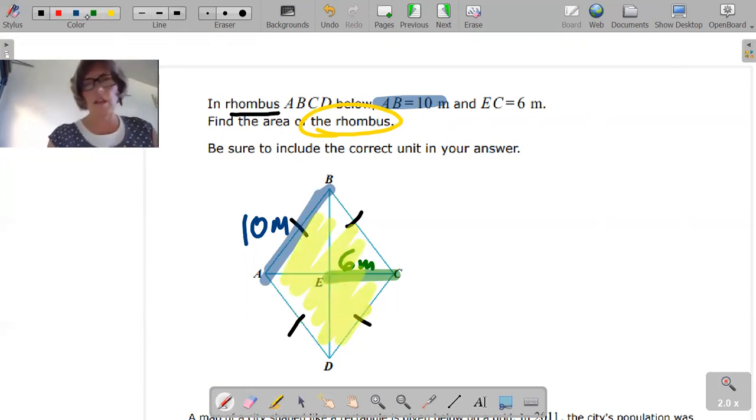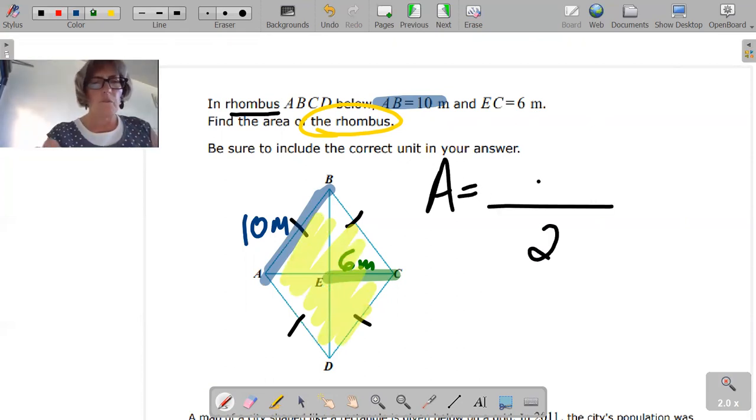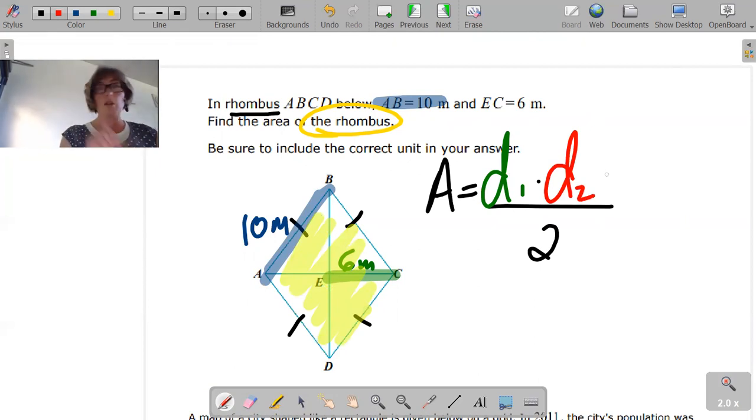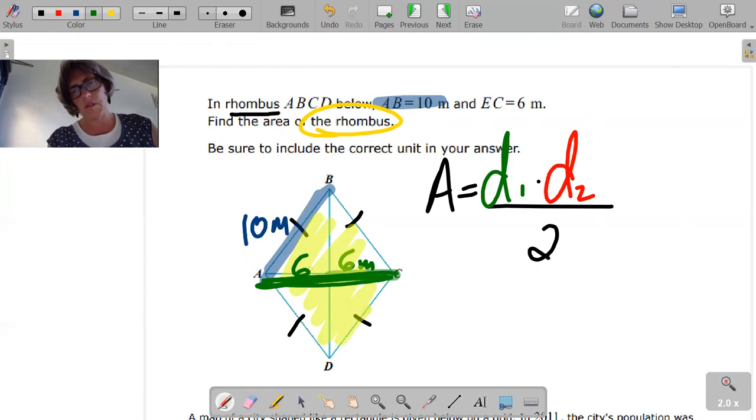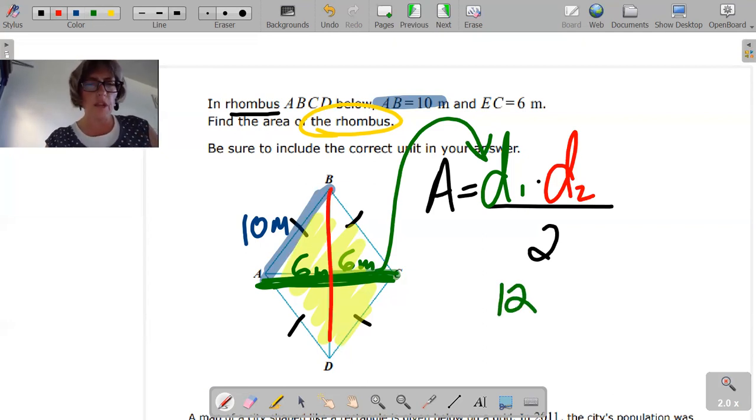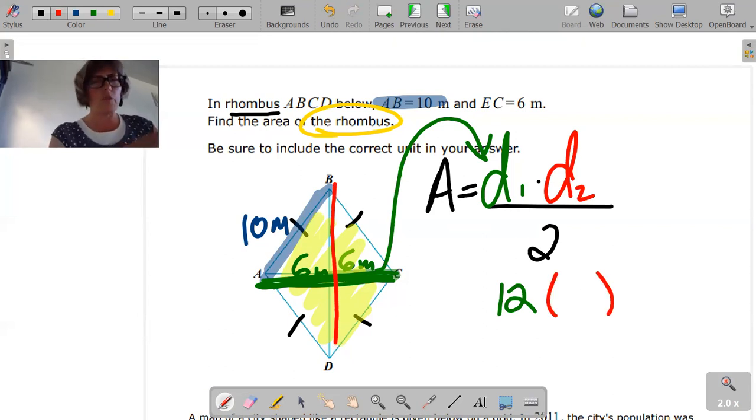A rhombus area, you write your equation out, is one diagonal times the other diagonal over 2. Let's trace those. One diagonal is going to be, of course, in this case, 12. If you trace it, that's 12, times your other diagonal, which at the moment we don't have, over 2. So obviously we need to do a little bit of footwork to get that one diagonal.